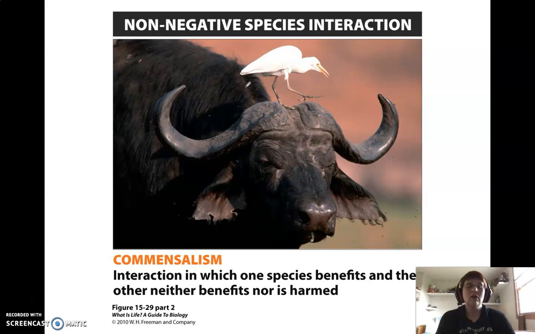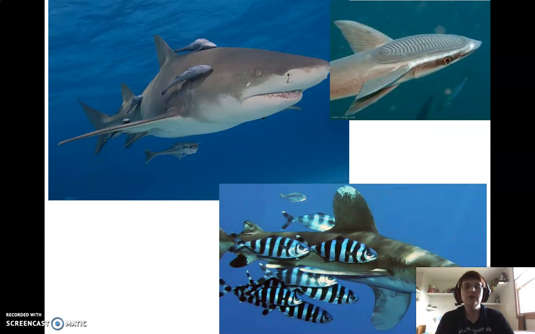He's not going to get harmed because it's no big deal for him to carry that little bird around. It's not going to attract predators or anything. So it's no harm, no foul for that bird to be sitting on his head. I mean, it might be a slight annoyance, but there's no major harm for that egret to be on the buffalo.